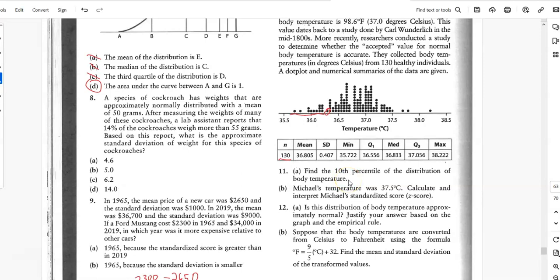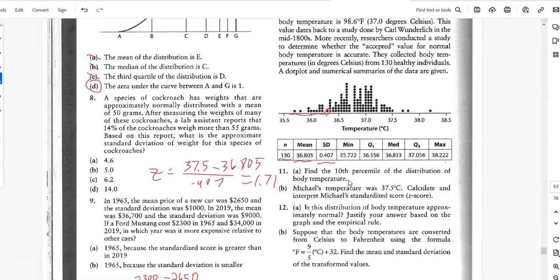Michael's temperature was 37.5. Calculate and interpret Michael's standardized z-score. So z, again, is the value, which is 37.5, minus the mean, 36.805, divided by the standard deviation of 0.407. If you do that, I believe you get 1.71. So that means his temperature was 1.71 standard deviations above the mean.